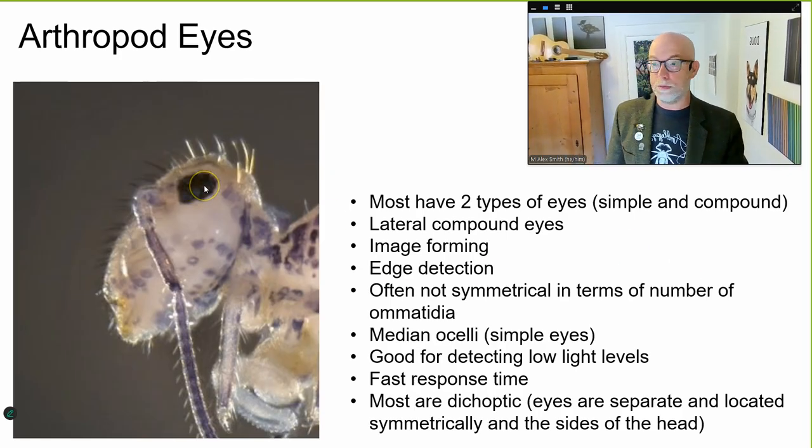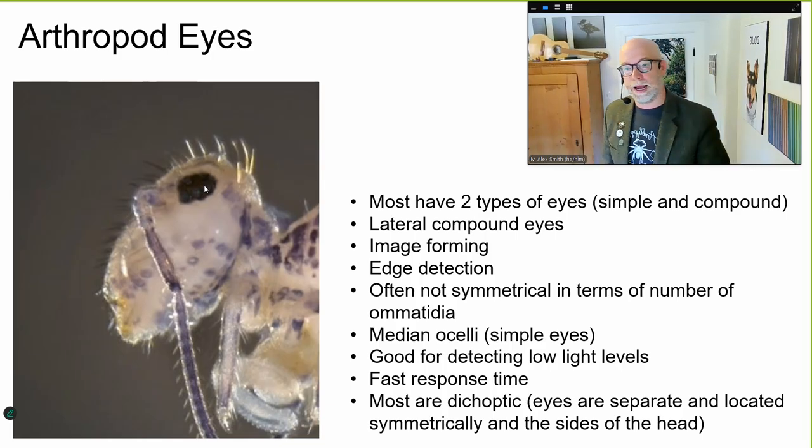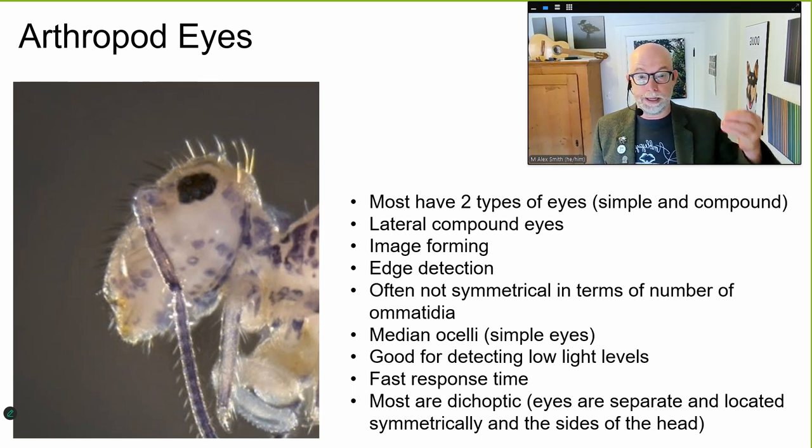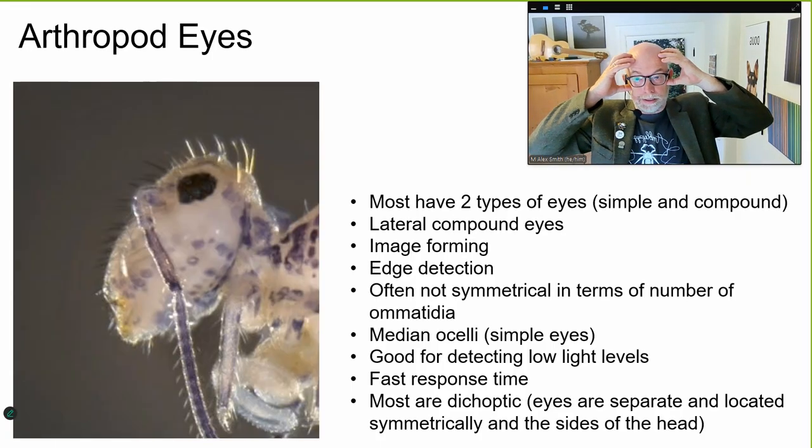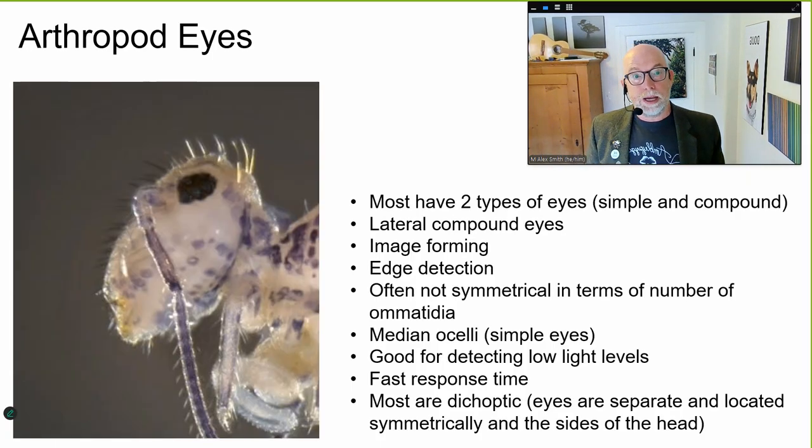This is a collembolan from the same forest as the staphylinid at the last. But they have these two types of eyes, as you saw in the stonefly several slides ago. They have the simple ocelli, and they have the compound eye. The compound eyes are generally on the lateral side of the head. They form images. They let you detect edges of things.